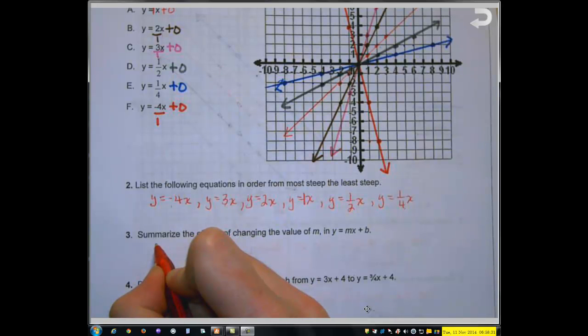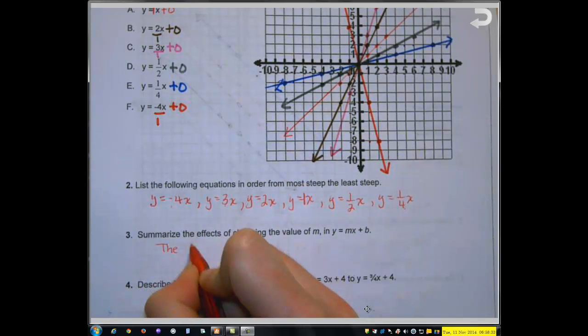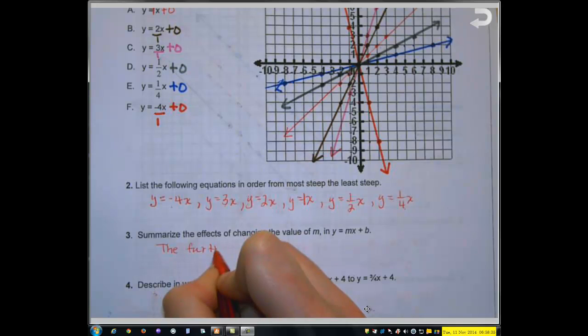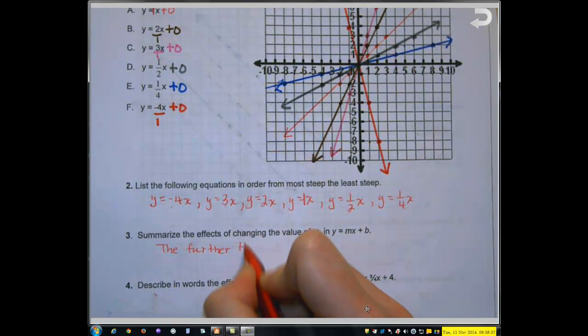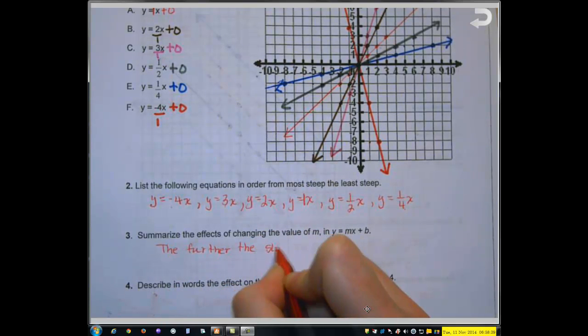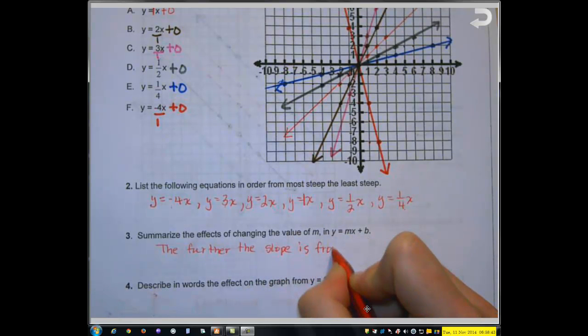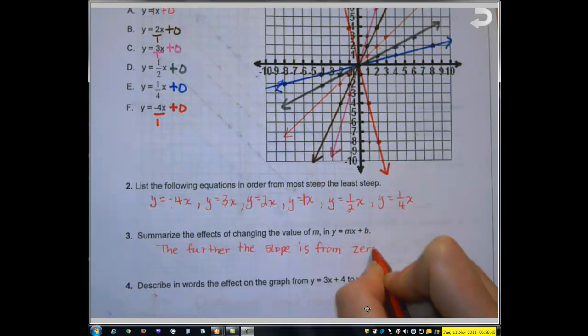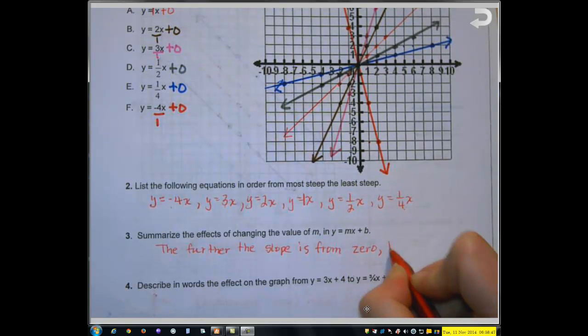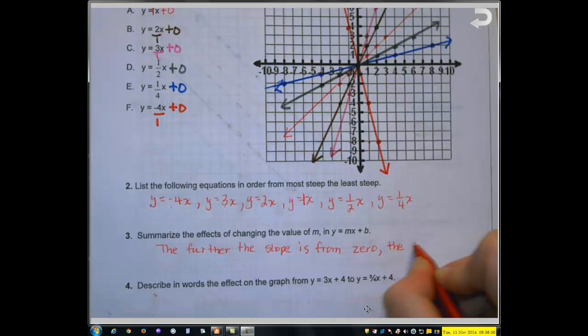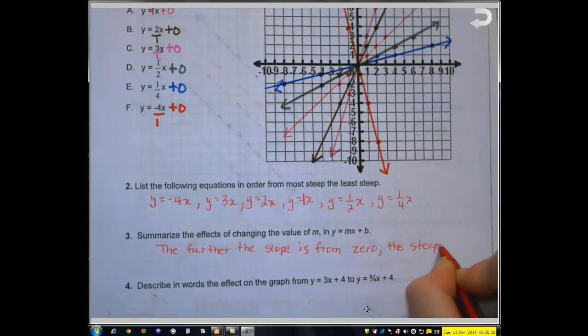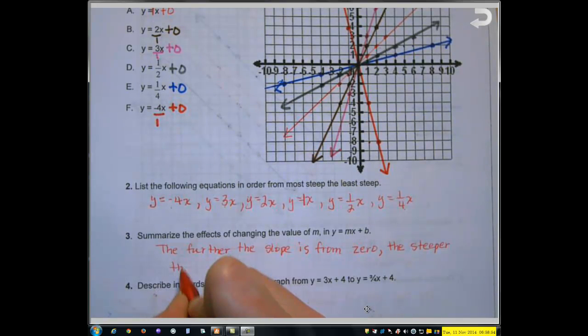So we can say the further the slope is from 0, the steeper the line.